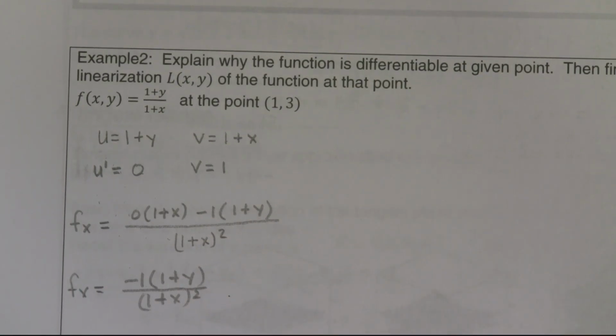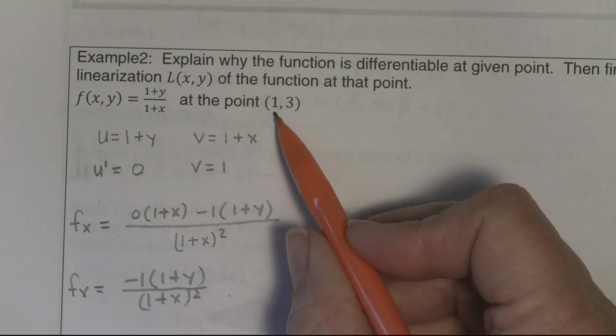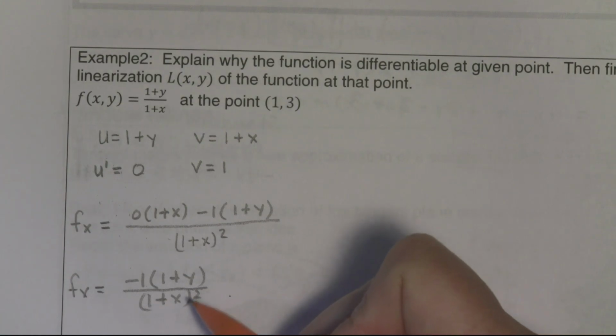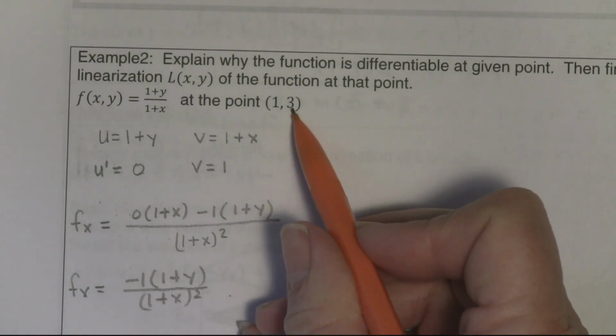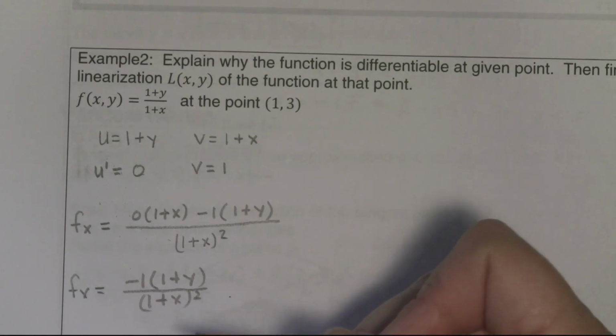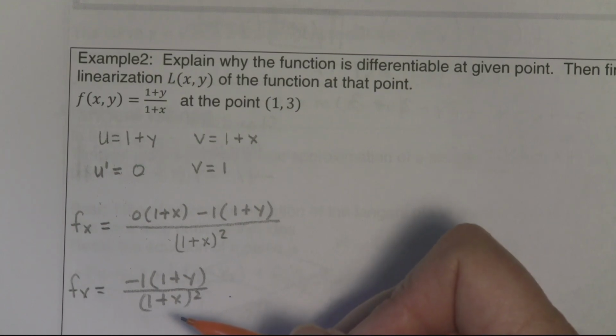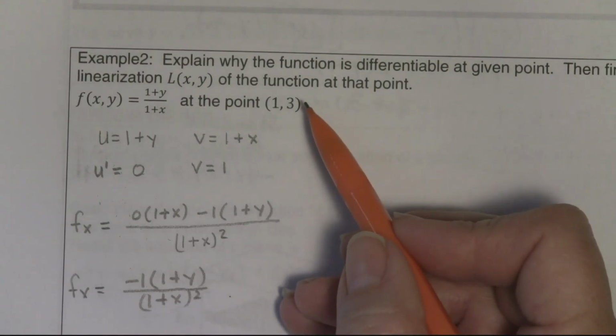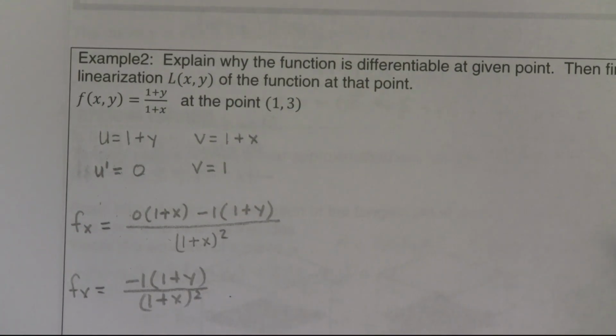Well, it would not exist if x was equal to negative 1. So if I was trying to be near the point negative 1, then the denominator would be 0 and it wouldn't exist. So I'm fine at the point (1, 3). There's no problem with y at all near 3, and there's no problem with x near 1. And so it exists at (1, 3), and it is continuous in a little neighborhood around (1, 3). It's pretty far away from where it does not exist.